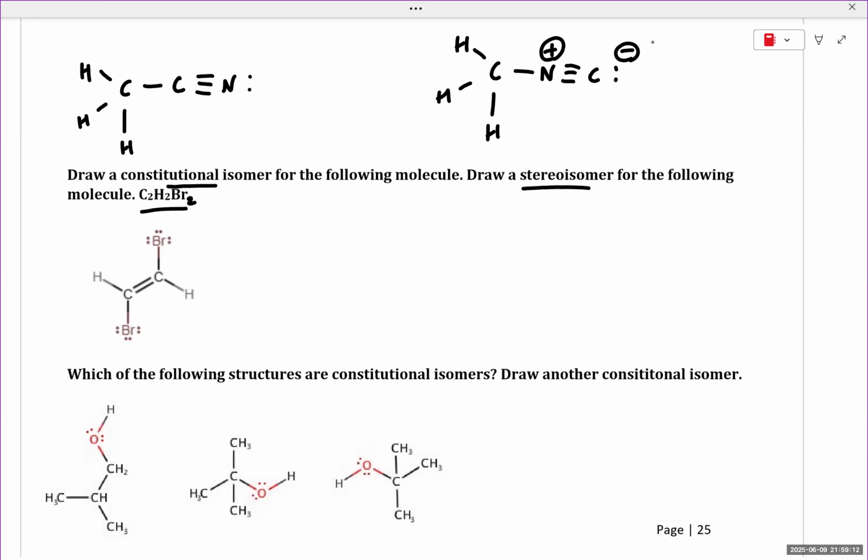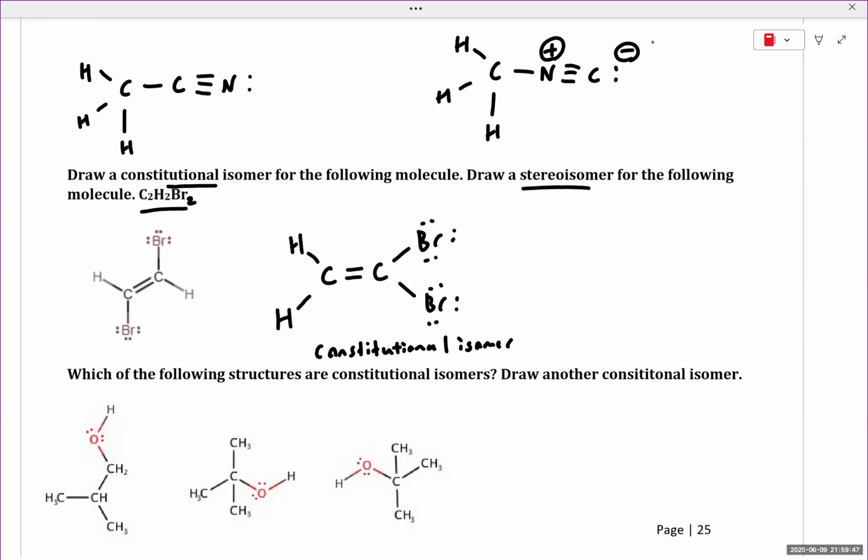So first and foremost, given that we already have a valid Lewis structure, if I wanted to draw a constitutional isomer, I need to have the same formula but a different connectivity. So what I'm going to do is I'm just going to move one of the bromine atoms from one carbon to the other. Note, I really don't want to swap the position of the bromine atom on the same carbon because that's going to be a way to get a stereoisomer, as we'll see in a moment. So this is a constitutional isomer, as we have the same formula, but a different connectivity.